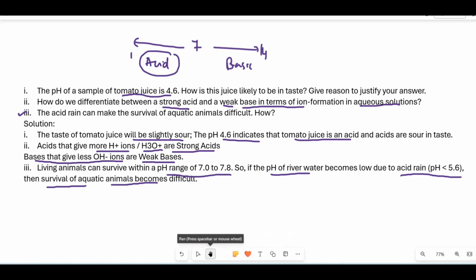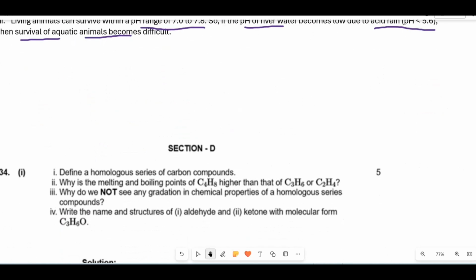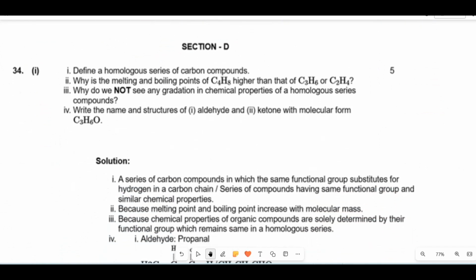Okay, this is again a 3-mark question. Now section D question, which is of 5 marks. This is a carbon compound question. This question is from carbon and its compounds, organic chemistry. Define homologous series of carbon compounds.